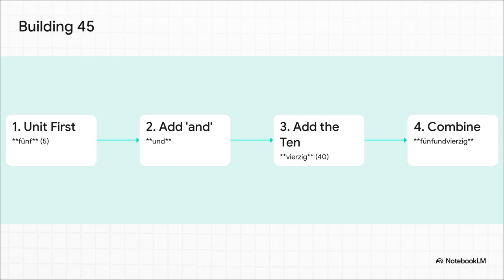First, you start with the unit. That's 5, so 5. Next, you add and, which is und. And finally, you add the 10, 40, which is 40. Then you just smash them all together into one word. 45, 5 and 40. See how it works?